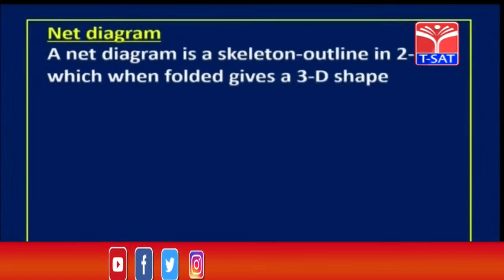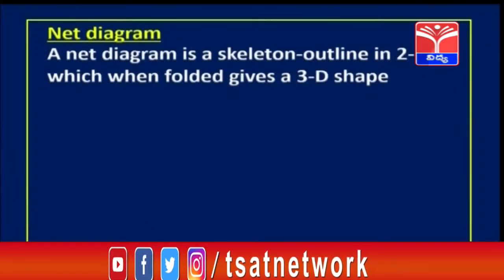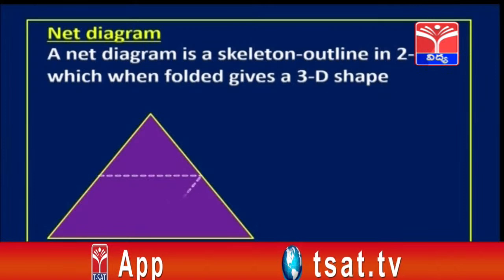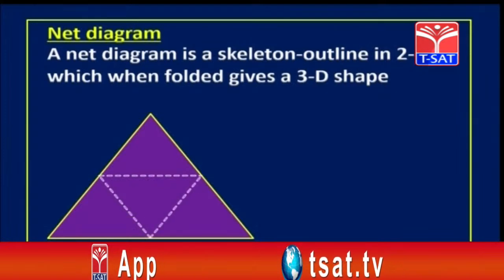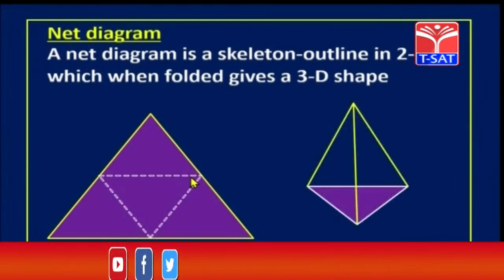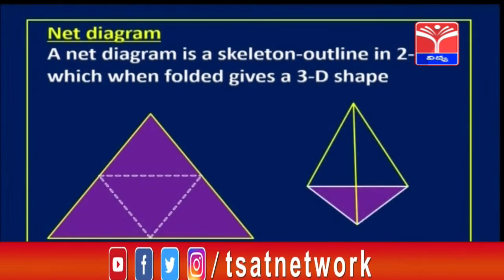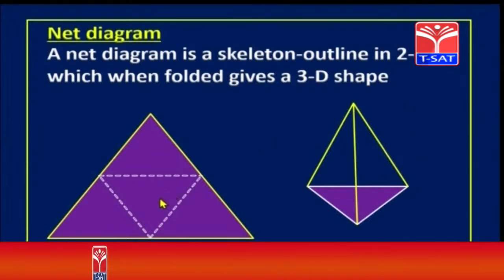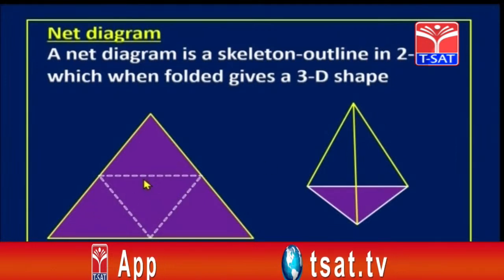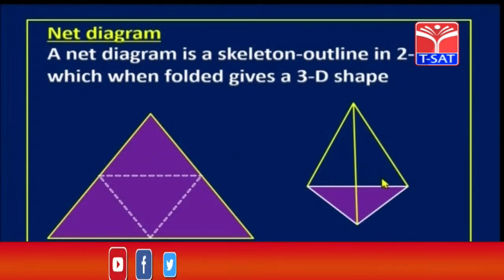Now, let us understand what is a net diagram, children. A net diagram is a skeleton outline in 2D which when folded gives a 3D shape. Children, what I am doing here? Yes, I am taking a triangle. Now, I am marking some dotted lines here, children. When you fold this along these line segments, what will you get, children? Yes, you will get a triangular pyramid. So, for this triangular pyramid, which is a 3D shape, this is called the net diagram. So, what is a net diagram, children? Yes, it is a skeleton outline in 2D which, when folded, gives you a 3D shape.